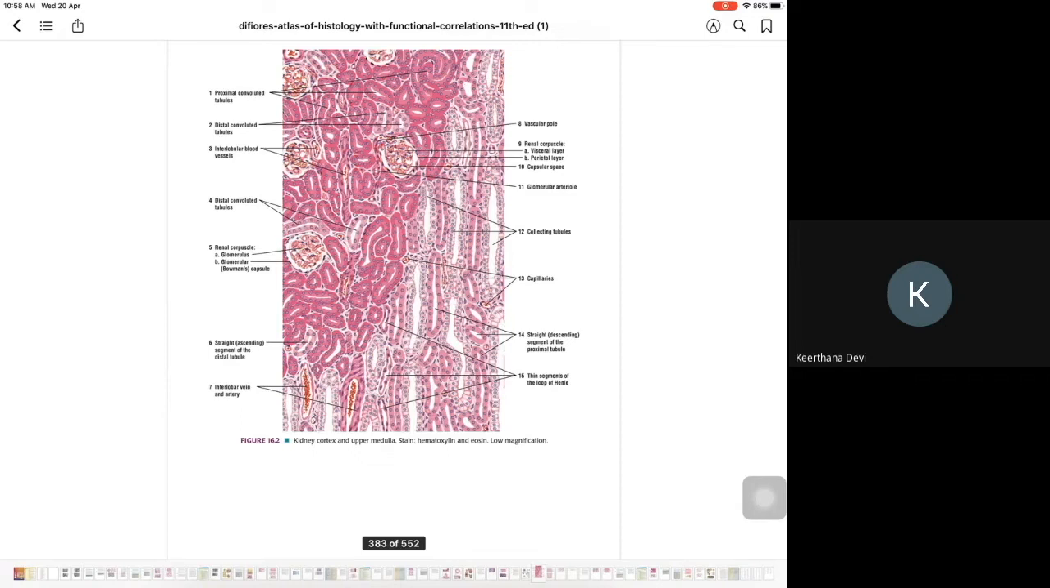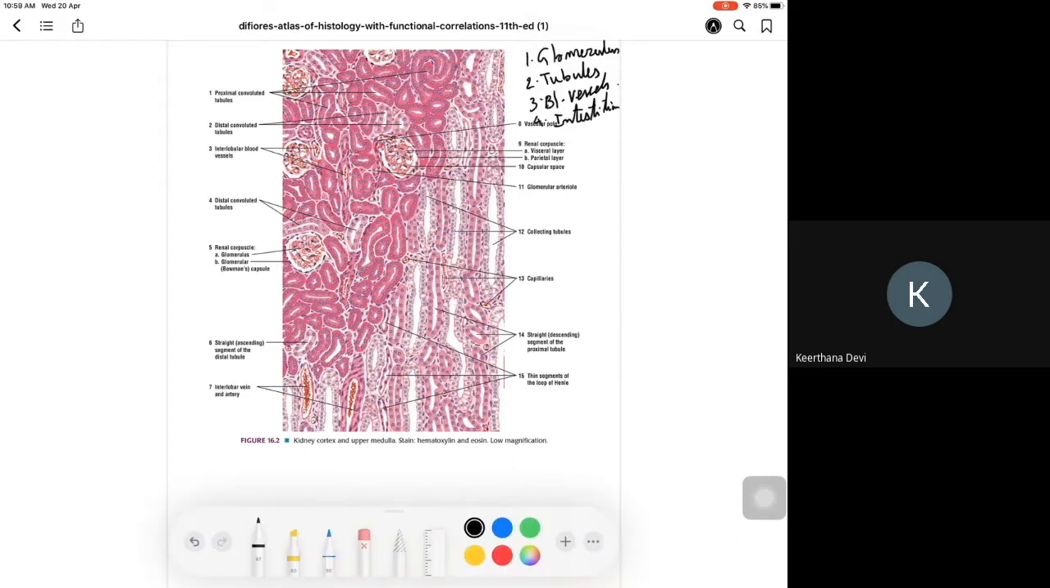There are 4 major structures in the kidney: glomerulus, tubules, blood vessels, and interstitium. You may ask me, where is the interstitium in the picture? There is no mention of interstitium. In a normal kidney, interstitium is not seen. All the glomeruli, tubules, everything is together, and you see the thin strands of some fibroblasts, some connective tissue in between the tubules, in between the glomeruli.